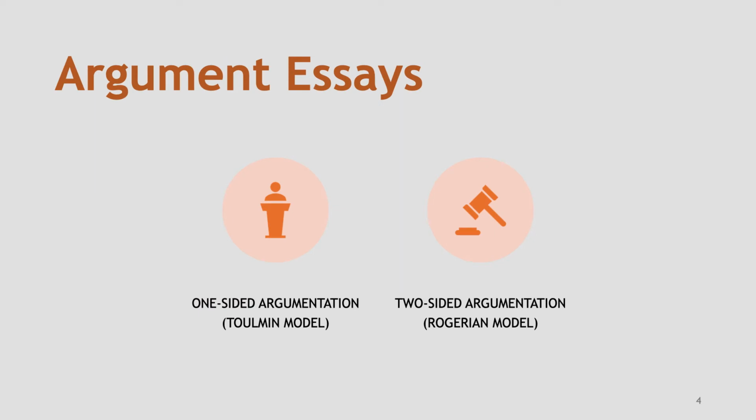So just a way to show off what I know about the different names for the two types of argument essays. For the one-sided argumentation, for example, you are for or against challenging a particular idea or an issue, it's called a Toulmin model. Or if you are writing a two-sided argumentation, that means you are providing arguments for both sides of the issues, you are writing a Rogerian model, or simply a discussion when both sides are considered.